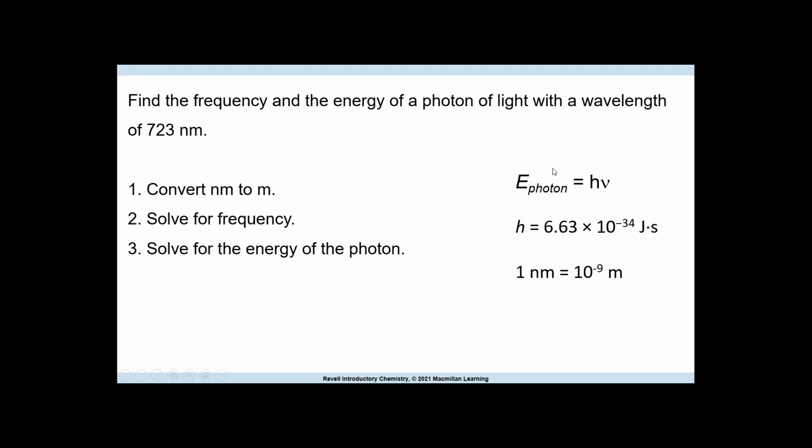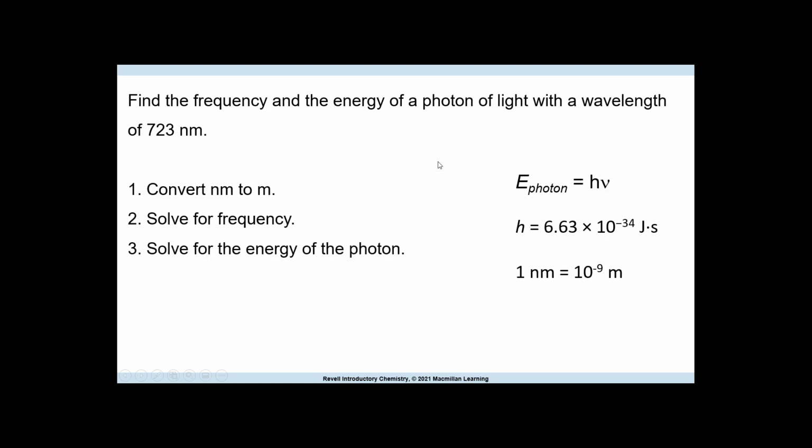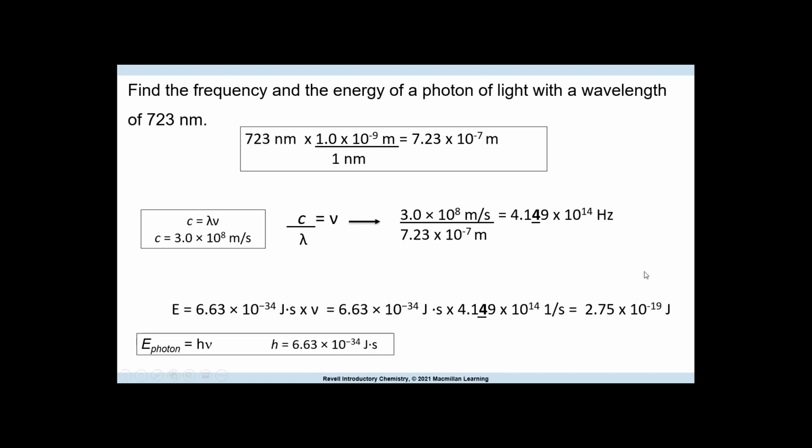Okay, so here is my information I need. So in the first thing, I convert 723 nanometers to meters. I give you the conversion factor right there. You can see it's boxed in. I have my 7.23 times 10 to the negative 7 meters. Now I could have used my wavelength and used it solving the way I did the previous problem, but I didn't. So I now take my frequency because I isolate this away and I end up with this.